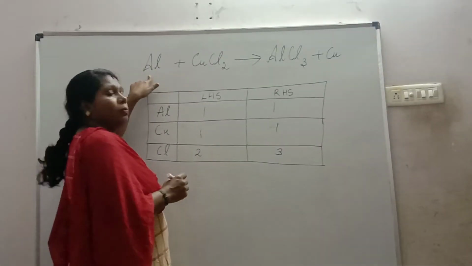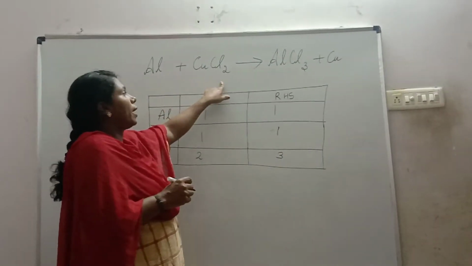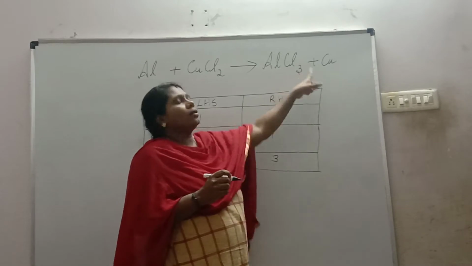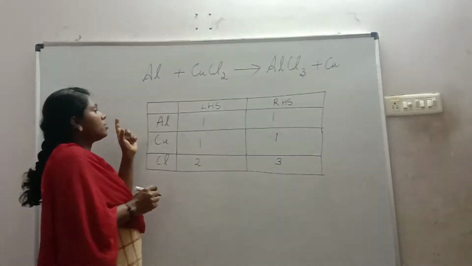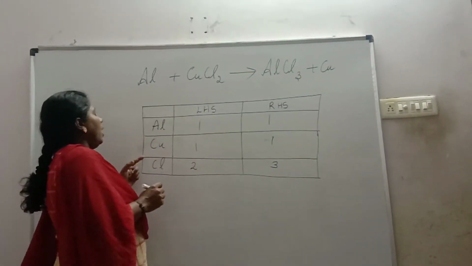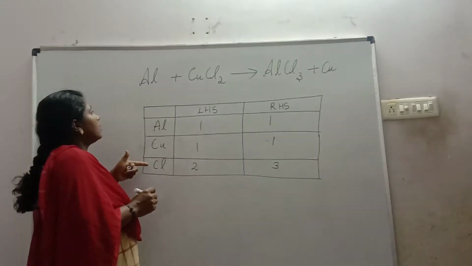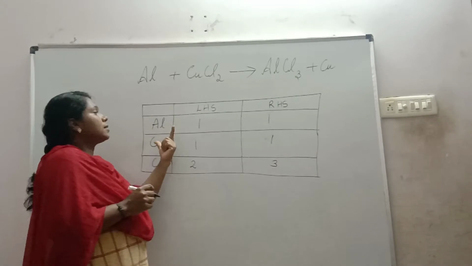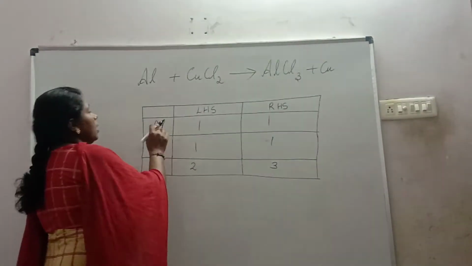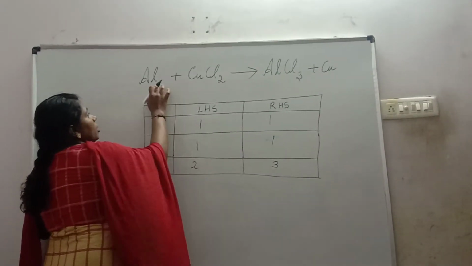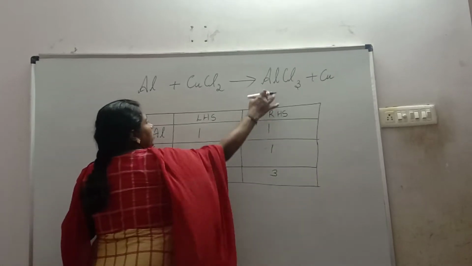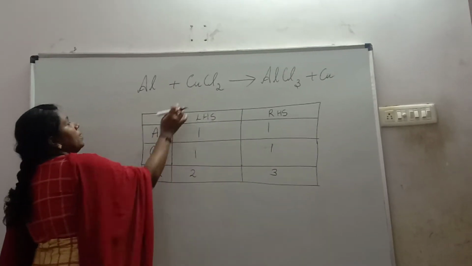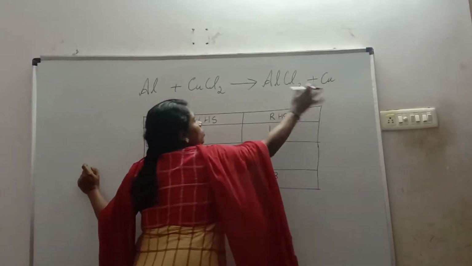For example, aluminium plus copper chloride gives aluminium chloride and copper. First you draw a table and write down the elements present in the given equation, and report the number of atoms present on the right-hand side and left-hand side here. Aluminium: left-hand side 1, only 1. Right-hand side also 1, write down 1 here. Next, copper: left-hand side 1, right-hand side also 1.